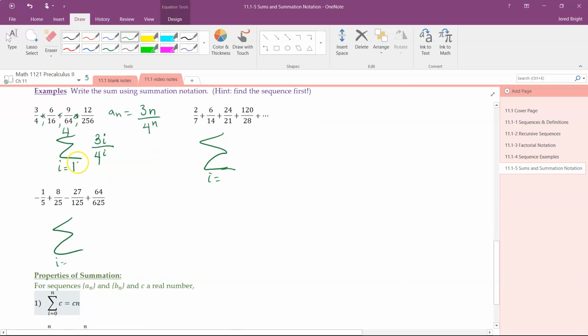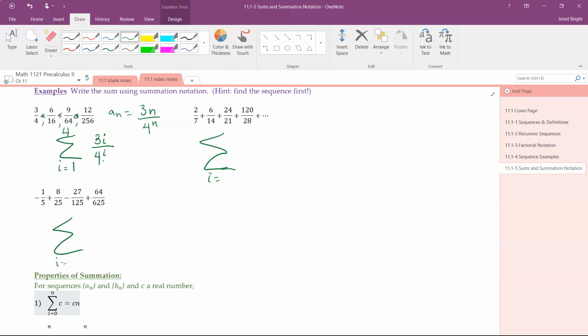Okay, so you can double check this, but just to double check maybe the beginning and ending spot, if i is 1, it'd be 3 over 4. That'd be the first term. And for the fourth term, it would be 3 times 4 is 12 over 4 times 4, or 4 to the fourth, which is 256. So, seems to work. Okay.